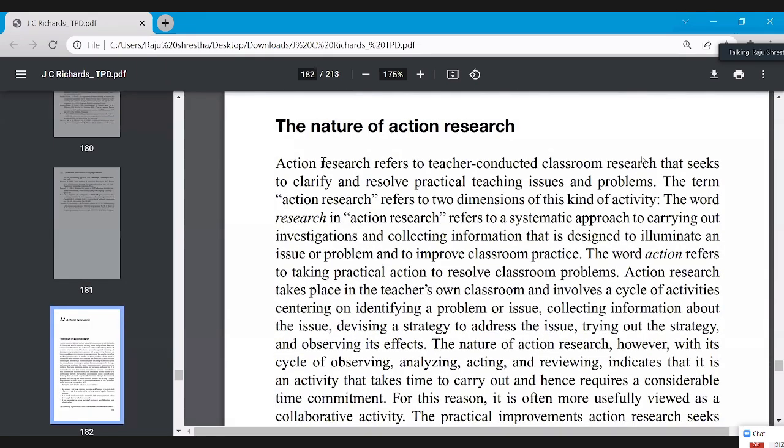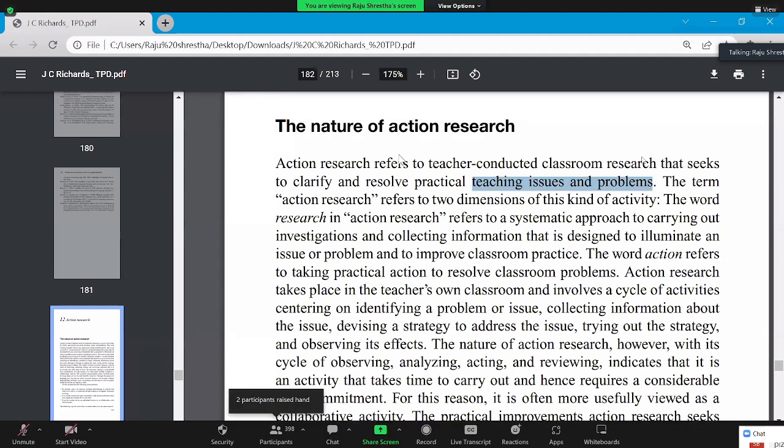Action research. Here at the start it says nature of action research. Action research refers to teacher conducted classroom research that seeks to clarify and resolve practical teaching issues and problems. You can begin from this definition. Action research refers to teacher conducted classroom research that seeks to identify, to clarify, to solve the practical teaching issues and problems in the classroom. So that term action research you will read.